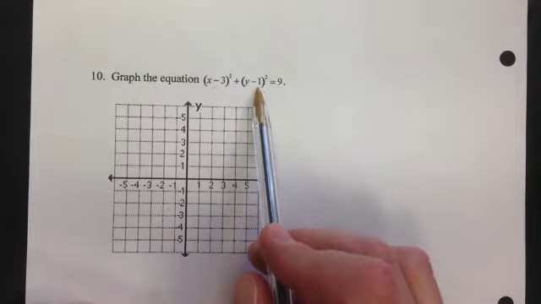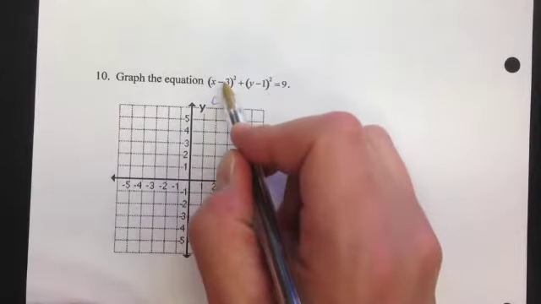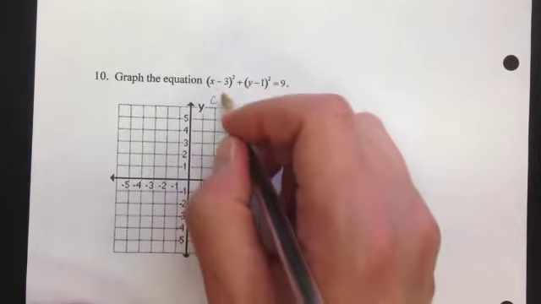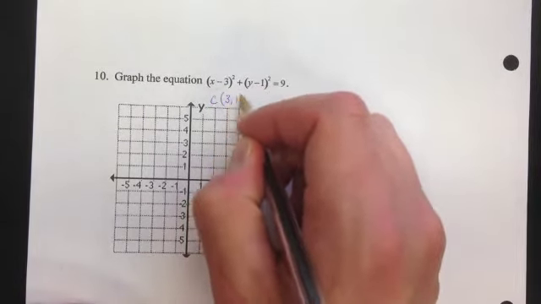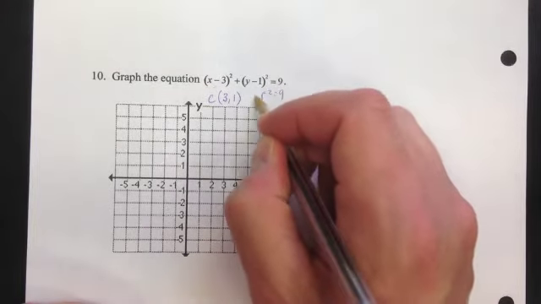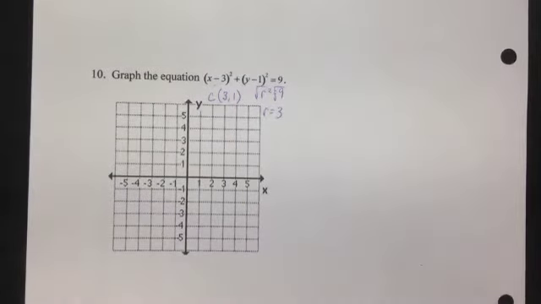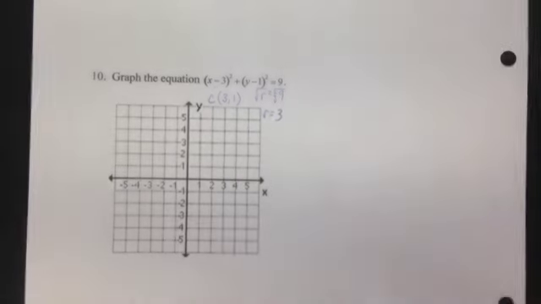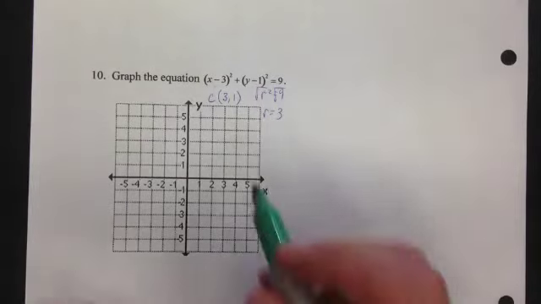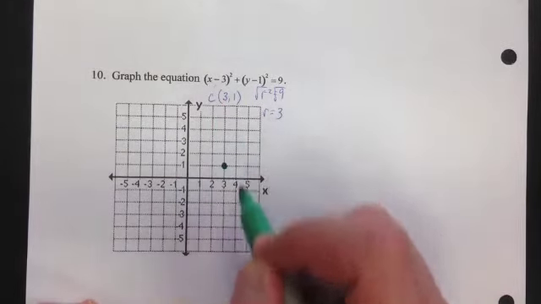You need 2 things. You need the center, you need the radius. Well, the center is the opposite of these coordinates, so it's positive 3, positive 1. The radius squared is 9, and you square root that, you get the radius is 3. So what we're going to do now to graph it, we're going to plot the center. The center is 3, 1, which is right here.